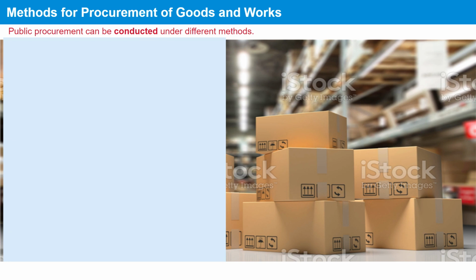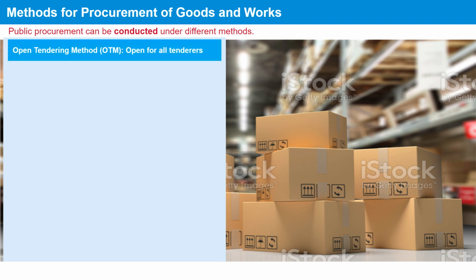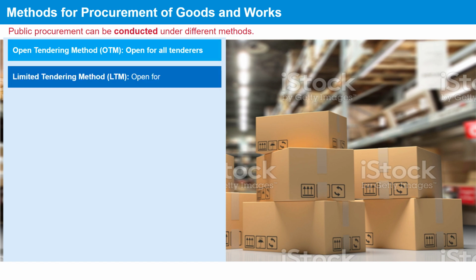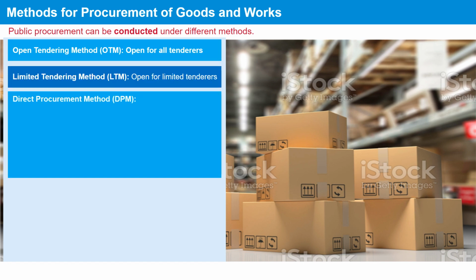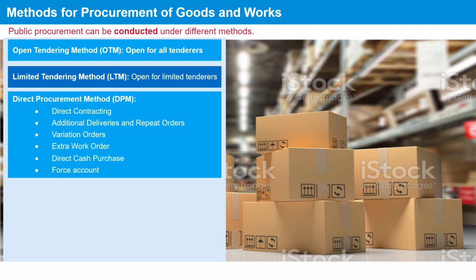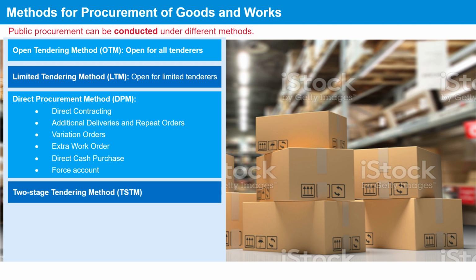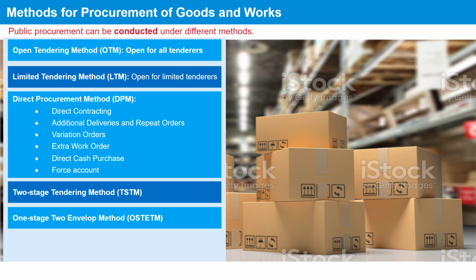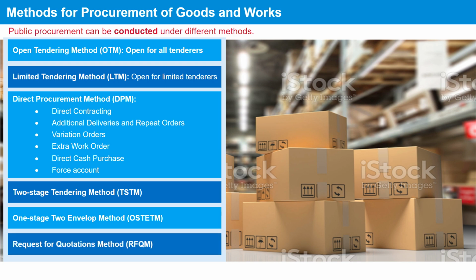The methods for procurement of goods and works are open tendering method, that is OTM, limited tendering method, that is LTM, and direct procurement method, that is DPM, which includes direct contracting or additional deliveries and repeat orders or variation orders or extra work order or direct cash purchase or force account. Few other methods for procurement of goods and works are two-stage tendering method, that is TSTM, one-stage two-envelope method, that is OSTETM, and request for quotations method, that is RFQM.